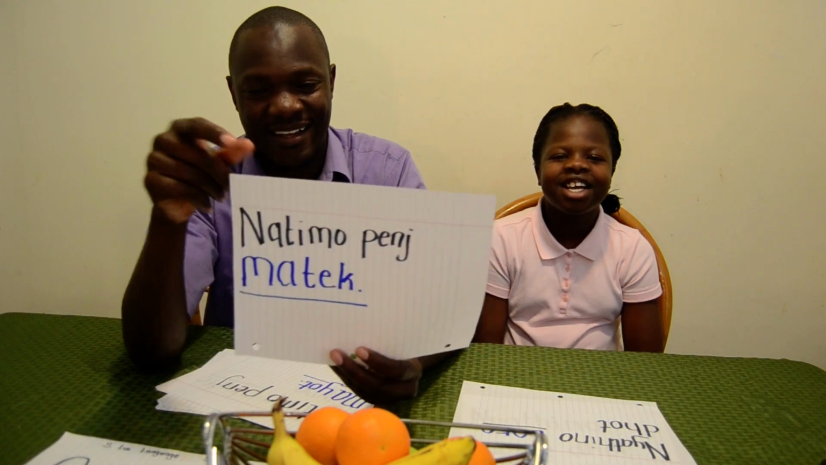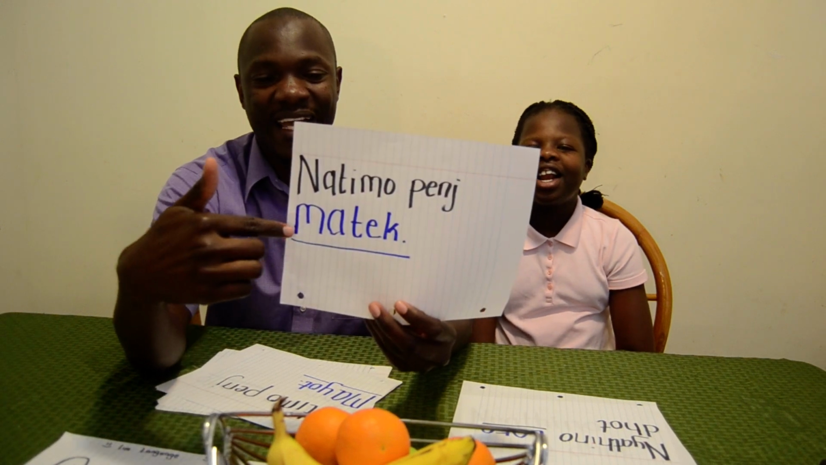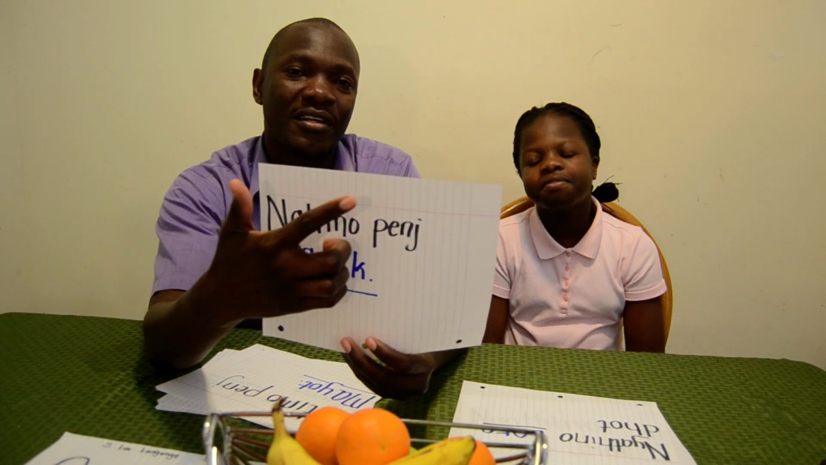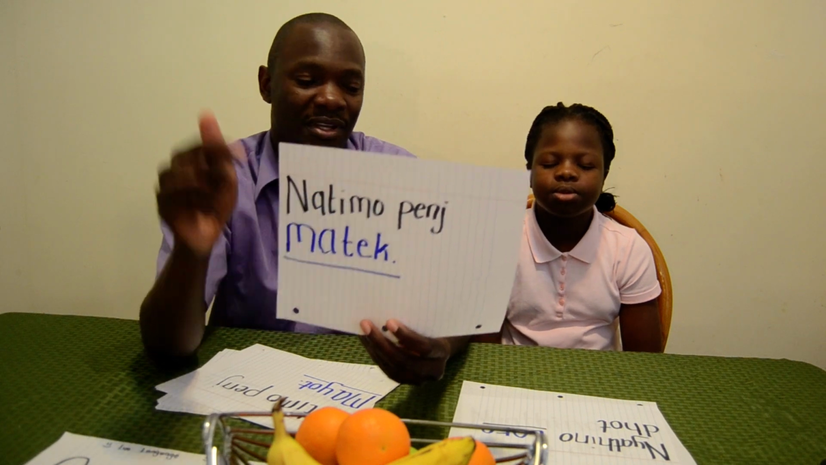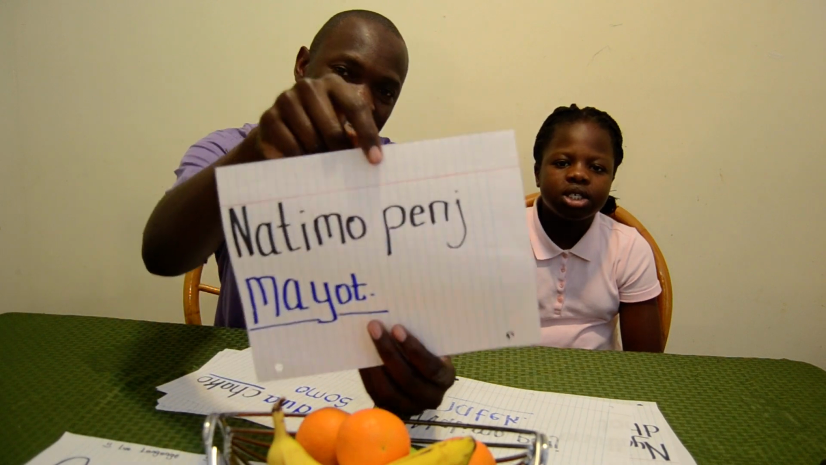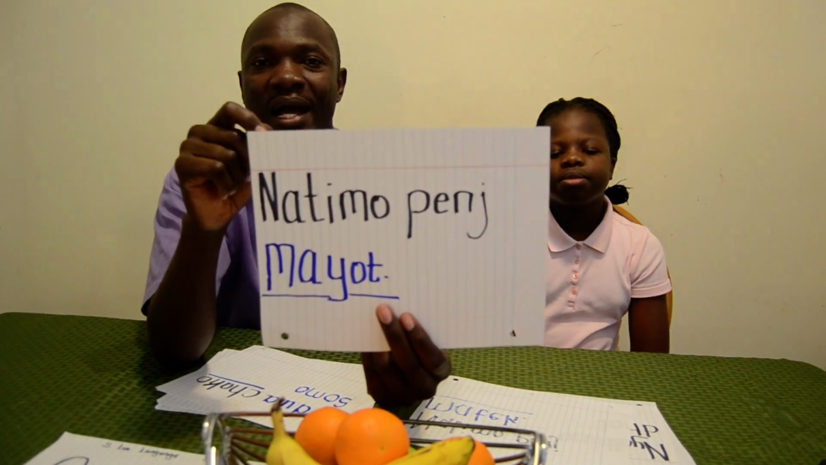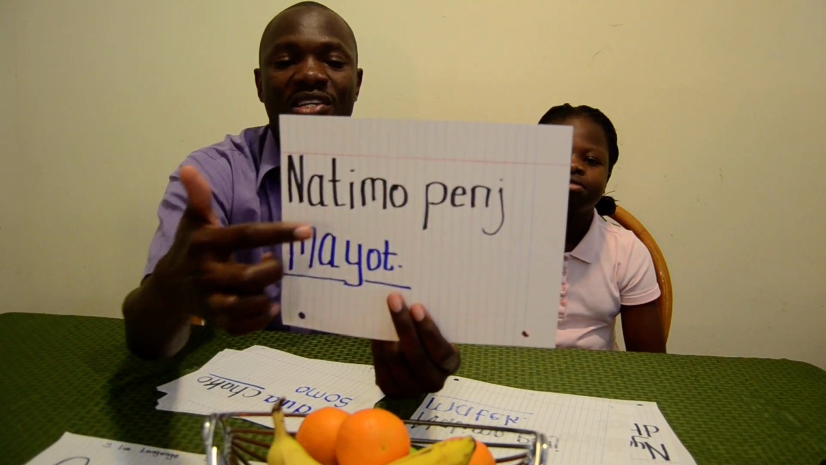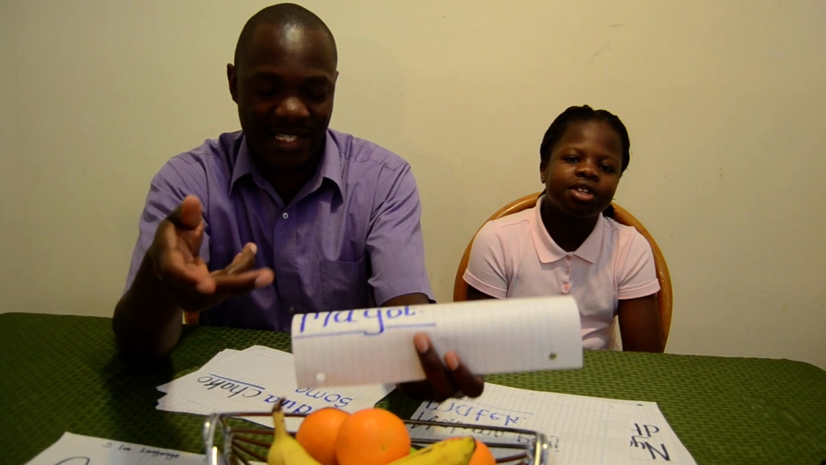Number two. Natimo pinch matek. So I did a very difficult test, or a difficult exam. And the opposite would be Natimo pinch mayot. I did an easy exam. Matek opposite is mayot.